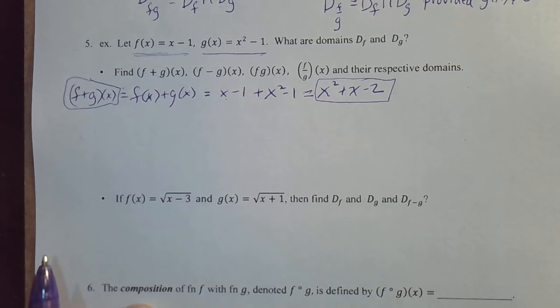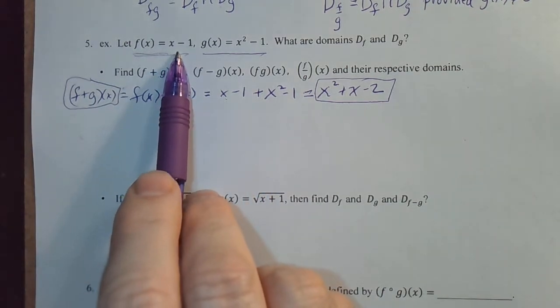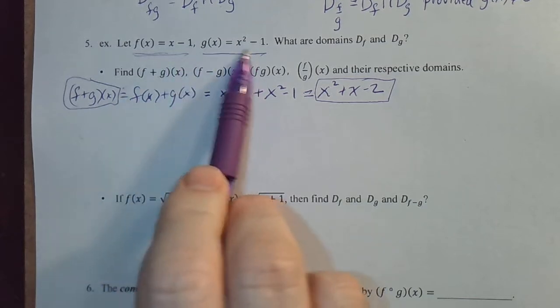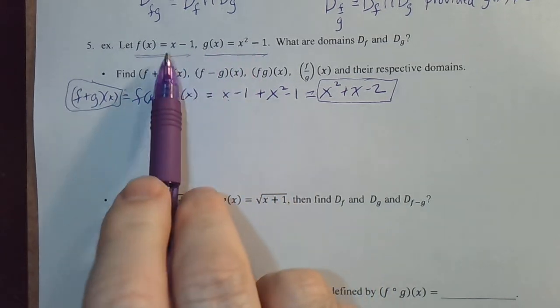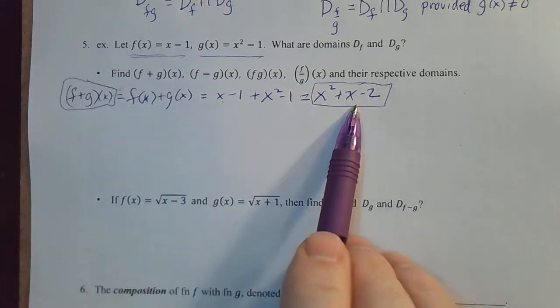And by the way, since there is no fraction, no division, you can't have a division by 0, and there's no radical. The domain of f and g, all real numbers. And the domain of this one, all real numbers.